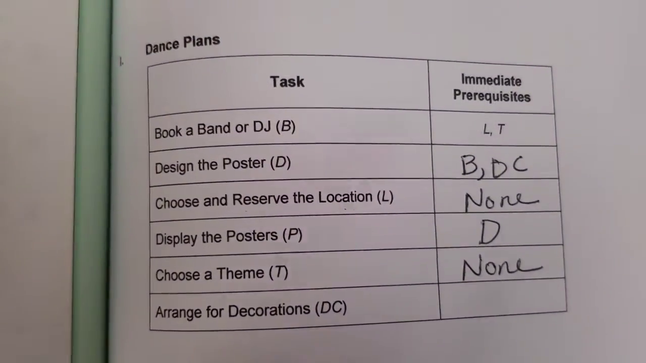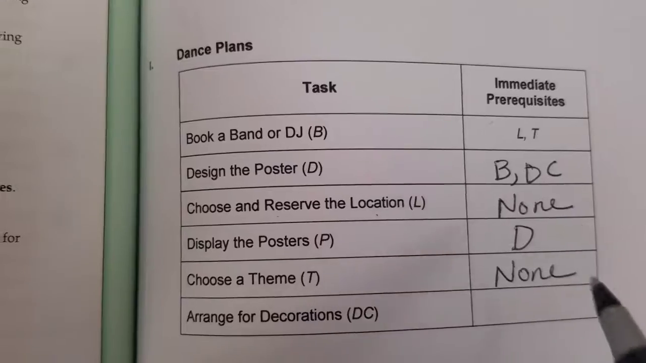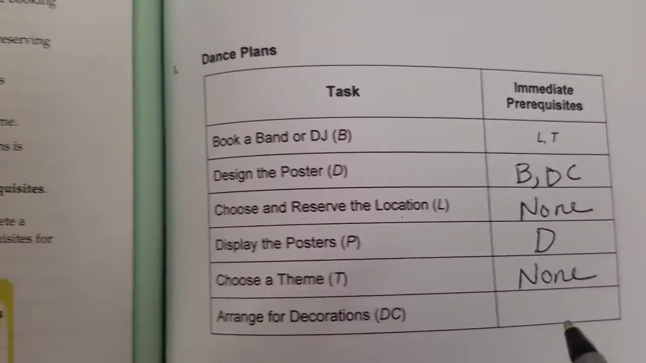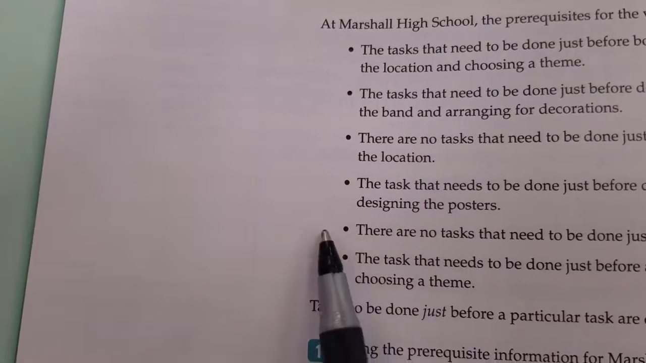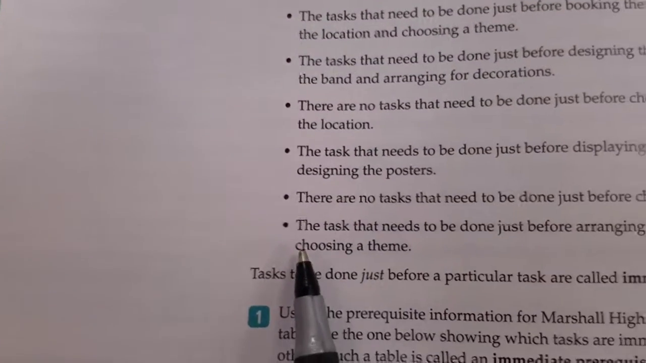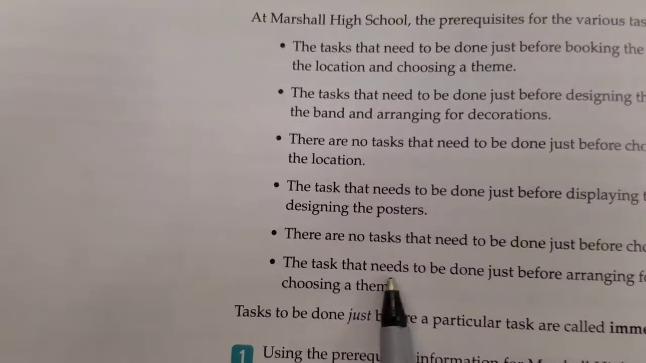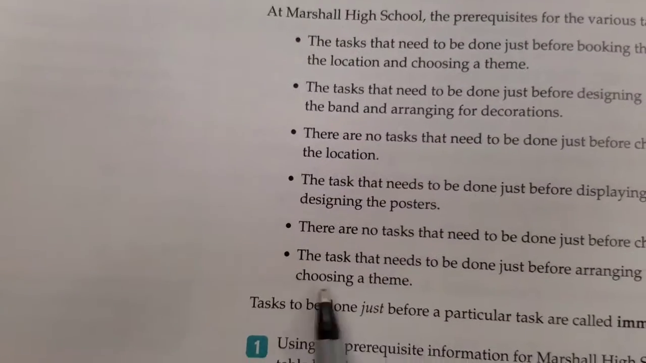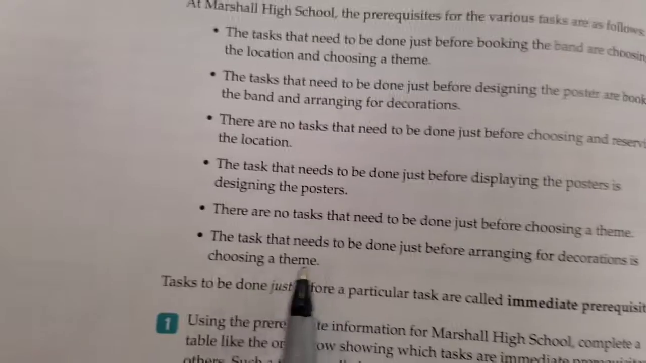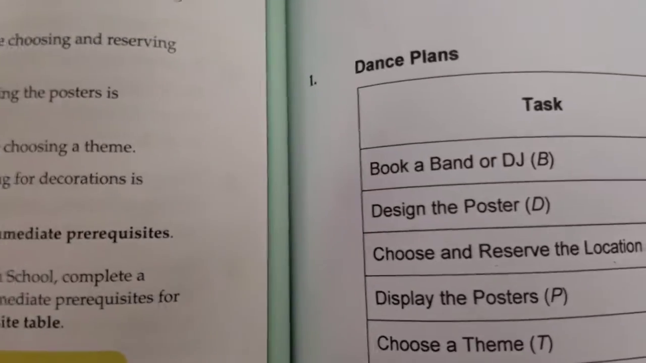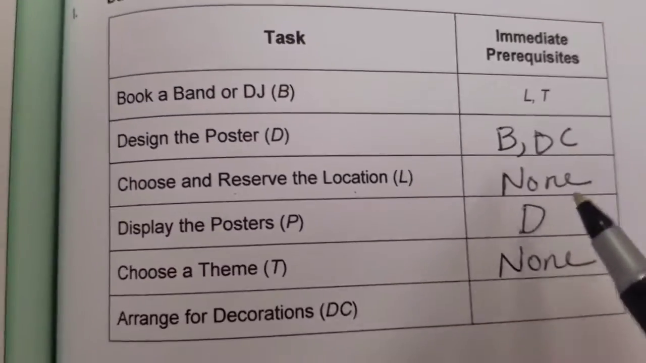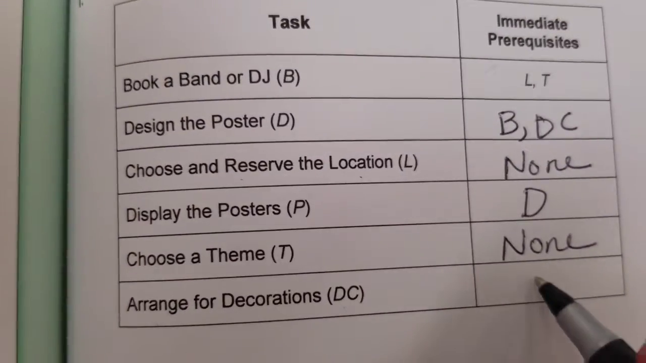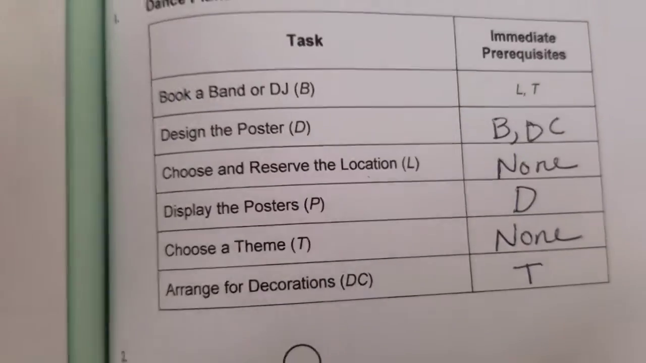Okay, so one more time, we've got almost all done here, but we've got one more to go. There's this task right here. Again, there are no tasks to be done, so we checked. We already did that. The next one is the task that needs to be done just before arranging for decoration, which is choosing a theme. So right here, for arranging for decoration, we need to choose a theme. That is T, so that's the task that needs to be done just before that.